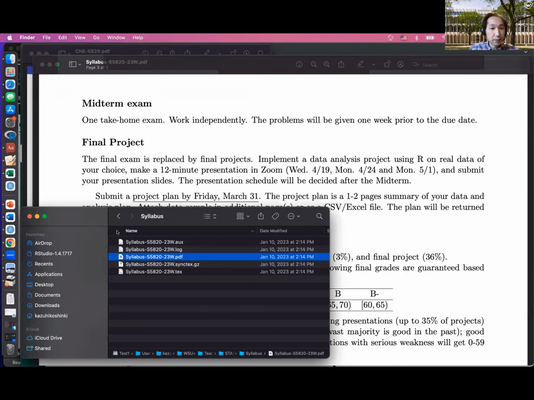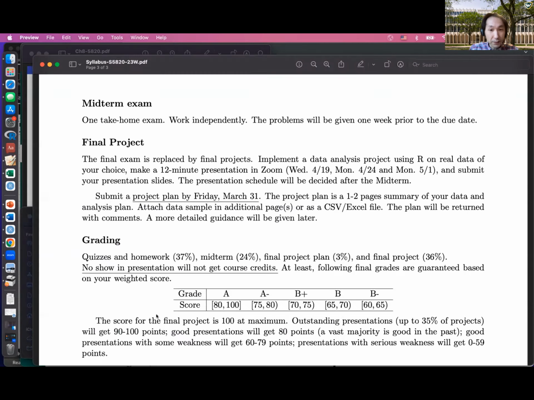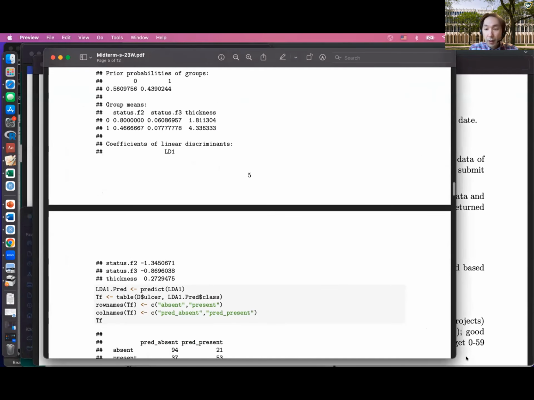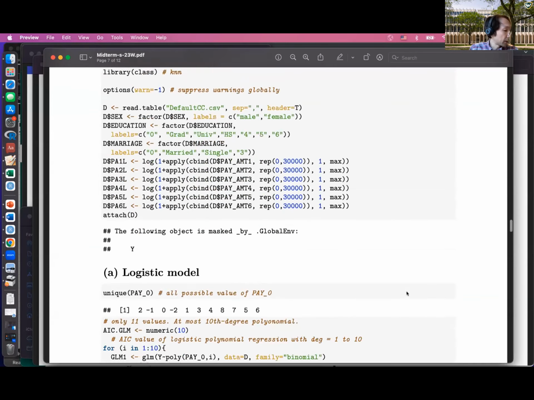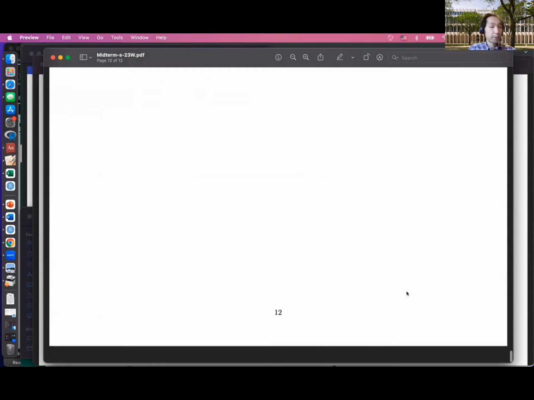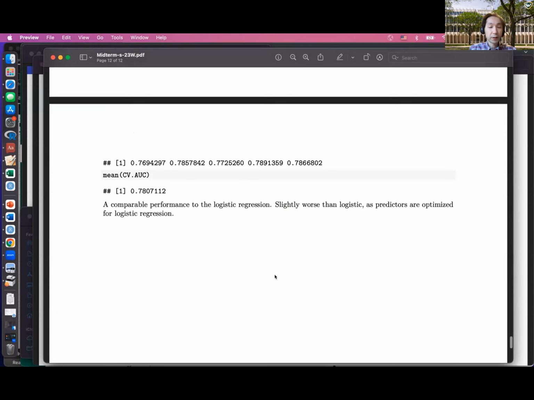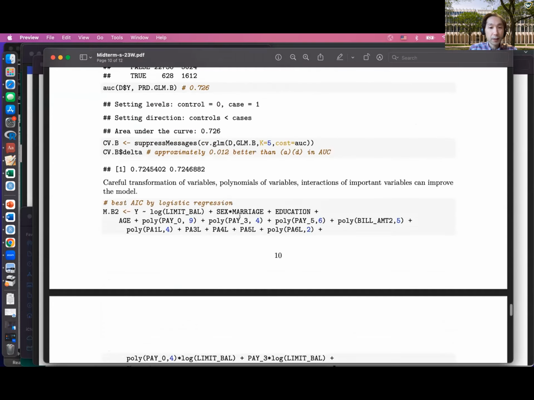And I made a sample solution. I will not share it, but I will just show the preview. Remember that we are regressing the default status on the credit card payment information and the demographic information. To be short, my score is about 0.781, so still better than all students.